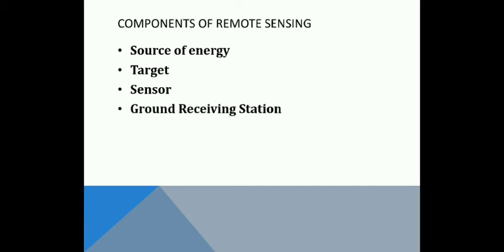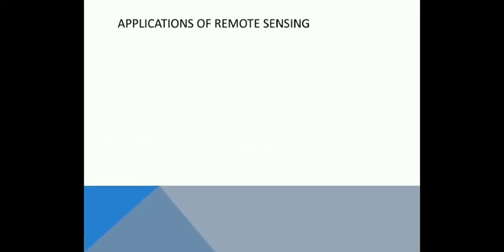You require the sensor. Different types of sensors are available as per the requirement, as per the application. The sensors can be selected, and the sensor collects the data and it is stored at the ground receiving station. So these are the components of remote sensing.